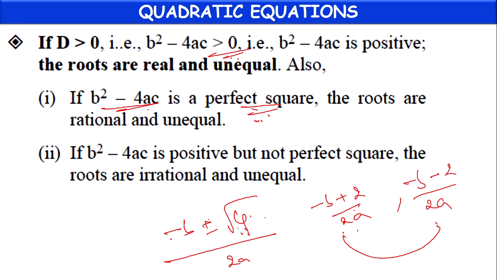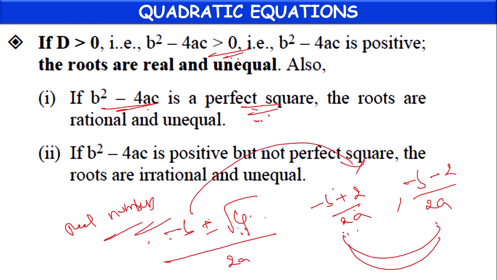Previously they were real numbers, but within real numbers they belong to a separate category called rational numbers. If the discriminant value is a perfect square, then we can consider the roots as rational numbers, but still they are unequal. Rational numbers are also a subset of real numbers, but we can divide them into a particular subcategory. So the roots are rational and unequal.